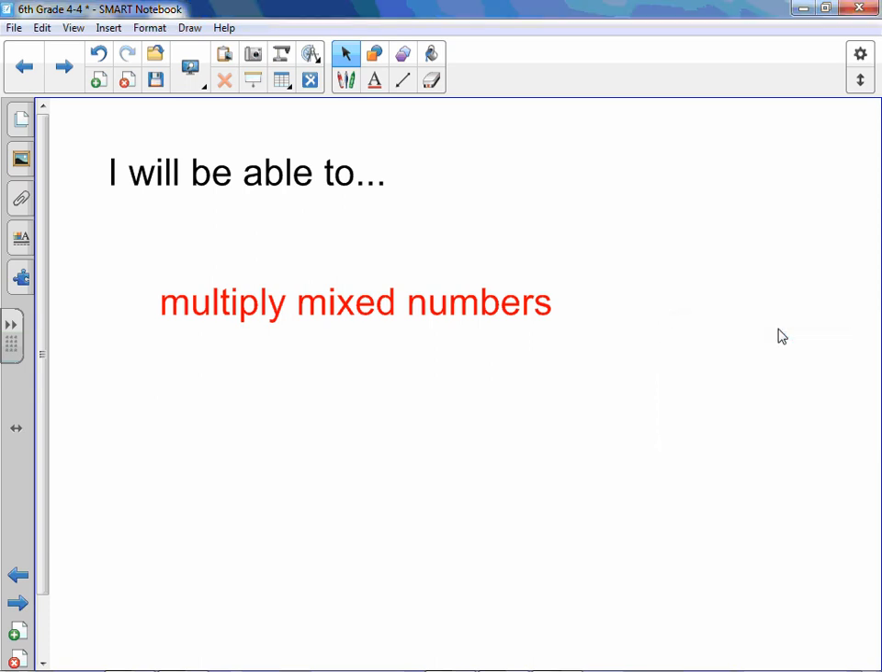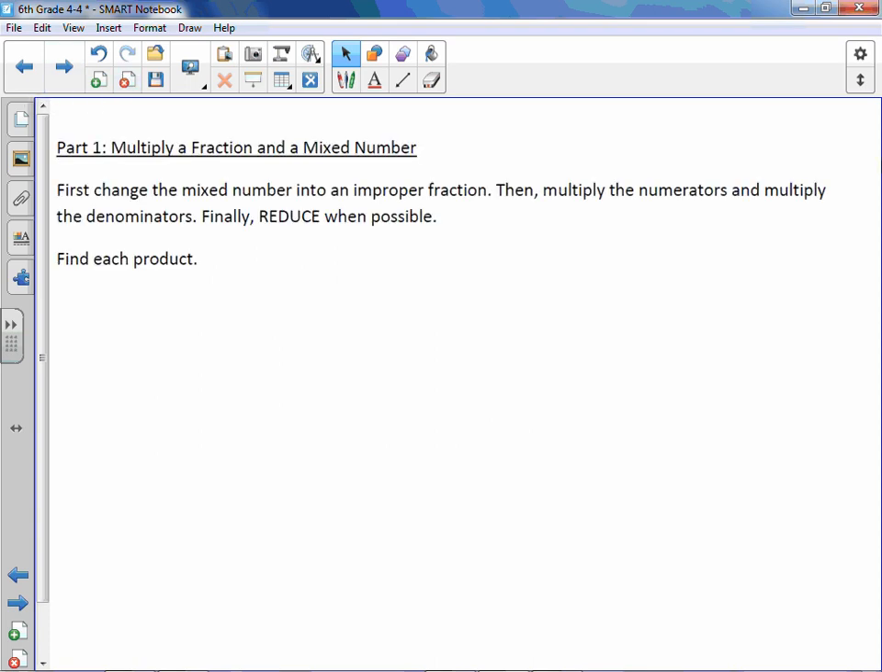Chapter 4, Lesson 4, Multiply Mixed Numbers. You will be able to multiply mixed numbers. First, change the mixed number into an improper fraction. Then, multiply the numerators and multiply the denominators. And finally, reduce when possible.